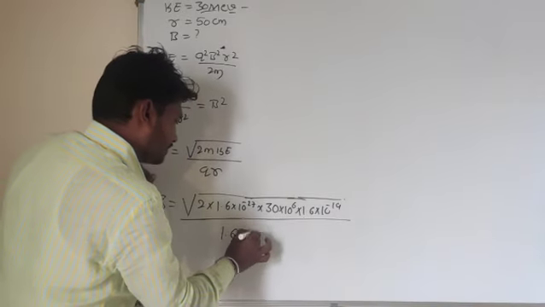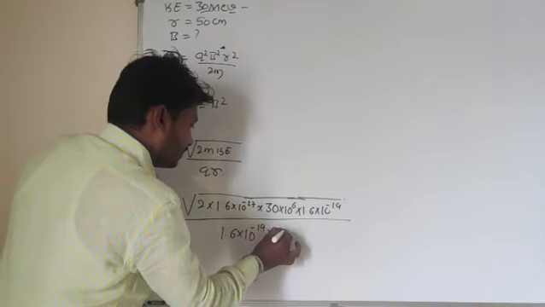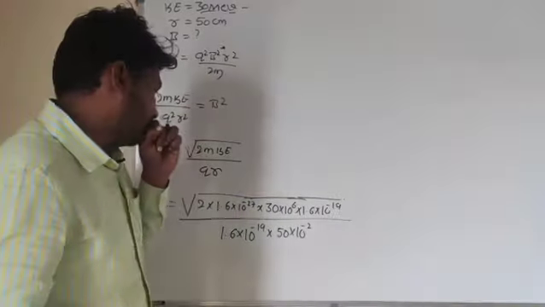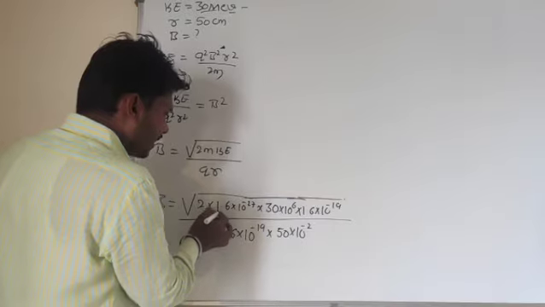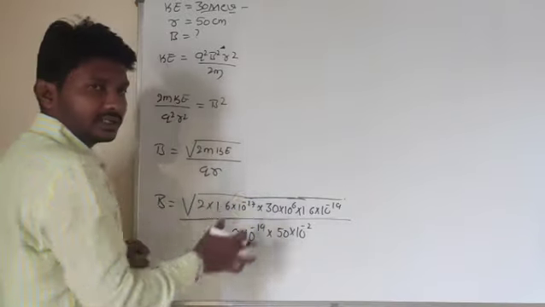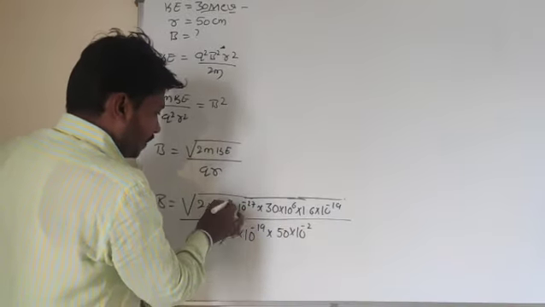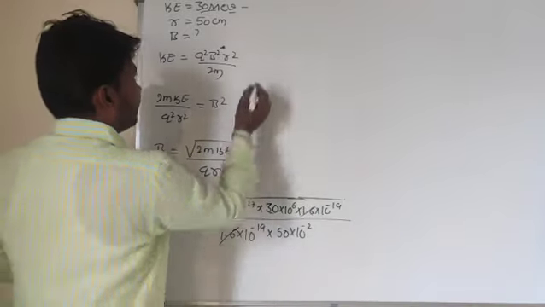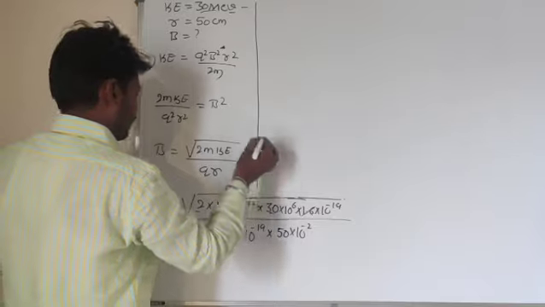Q means 1.6 into 10 to the power of minus 19. Radius is 50 into 10 to the power of minus 2 here. Okay. Look at here, 1.6 into 1.6 under root. Here the 1.6 terms will get cancelled out. 2 into 30, so that is 60.